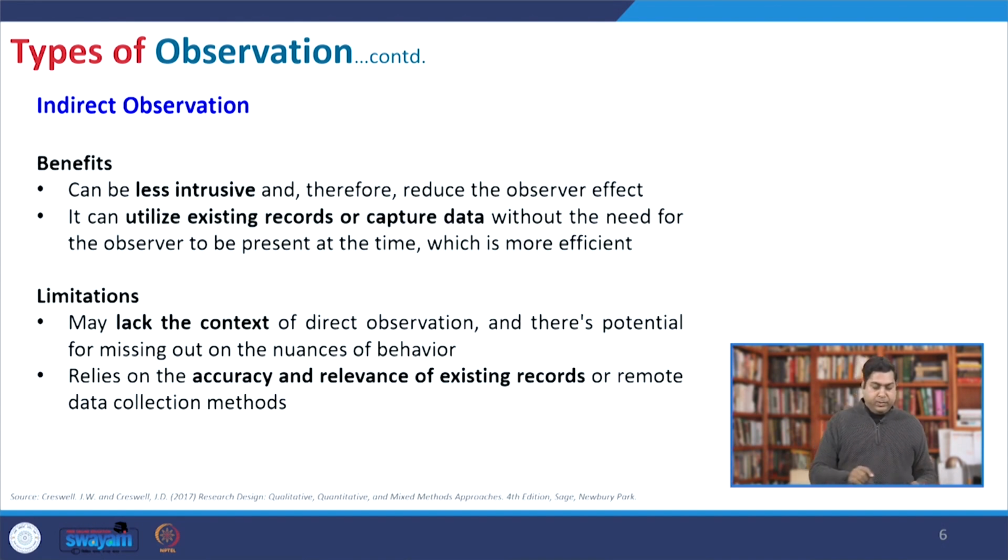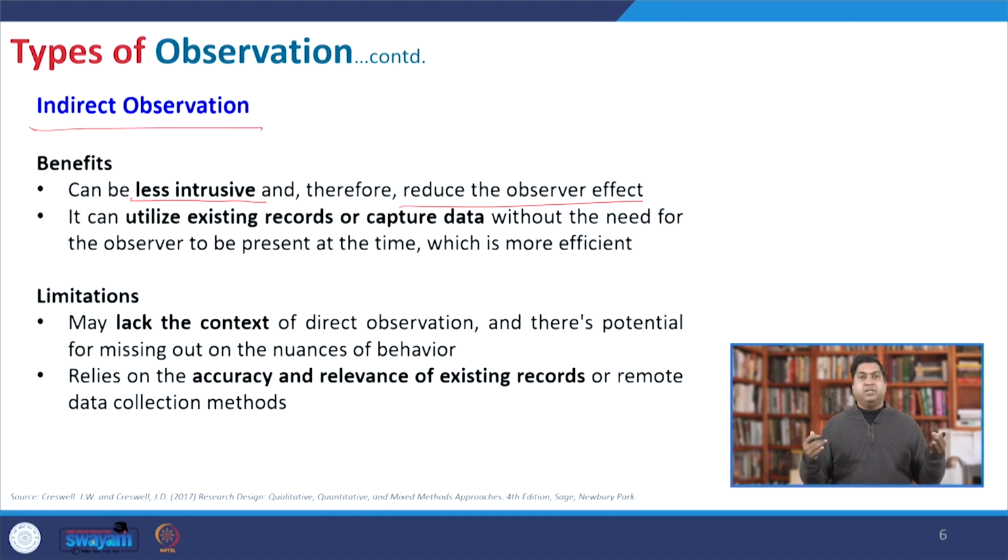Compared to that, when you think about indirect observation, the benefit is definitely that it is less intrusive. In this case, you are not involving yourself in that particular real world scenario and you are not physically present to measure the phenomena. Therefore, that will reduce the observer effect on the behavior of the subjects or the people, anything that it may be, the car and all.